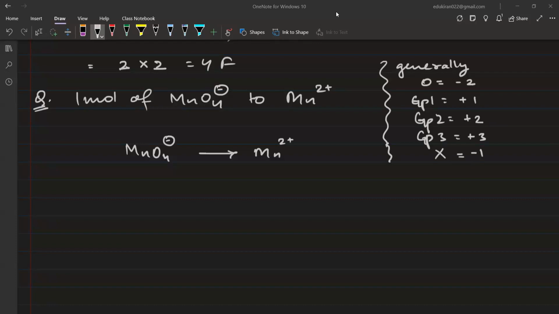Now in MnO4 negative, what should we take the oxidation state of Mn? We take that as X, we don't know. Plus, how many oxygen do we have? We have 4 oxygen multiplied by the oxidation state of oxygen. What is oxygen's? Generally -2. This will be equal to the overall charge on the ion, which is -1. Tell me what is the value of X? 7. Very good, +7. Now from +7 to +5, what is the change?